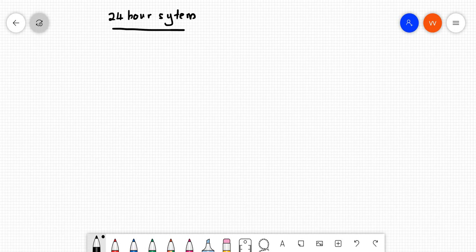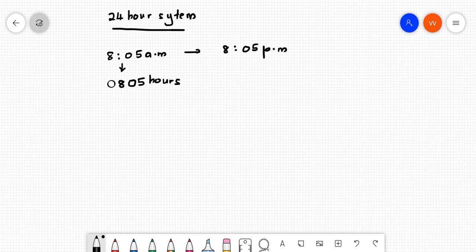Now let's say this is 8:05 a.m. This is the 12-hour system, right? When you write it in the 24-hour system, you will write 08:05 hours. This is the way to write your time in the 24-hour system. Okay, when you write this time 8:05 p.m., when you see AM, PM, it is the 12-hour system. How to write it in the 24-hour system? This 8 will become 20:05 hours. The 8 will become 20.